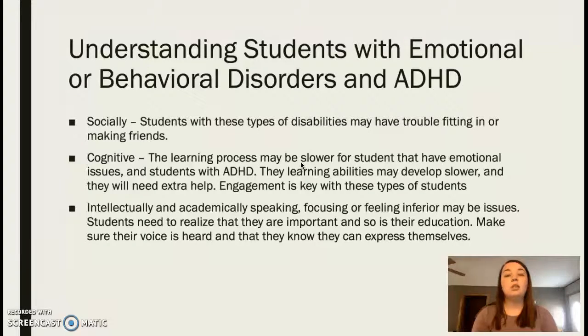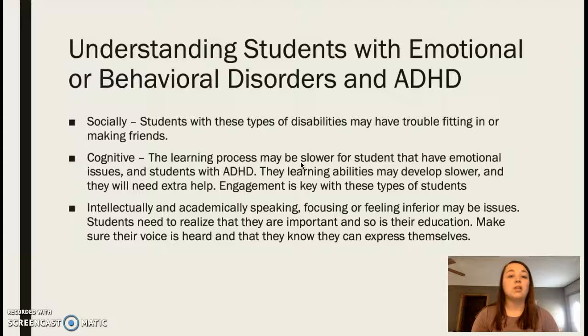Intellectually and academically speaking, focusing on their feelings may be an issue, just because students that have emotional disorders may feel inferior to others, and they might have trouble intellectually, like expressing themselves in an academic type of situation. Students really just need to realize that they're important, and so is their education. So it's really important to make sure they feel comfortable so that they can express themselves intellectually within the classroom.